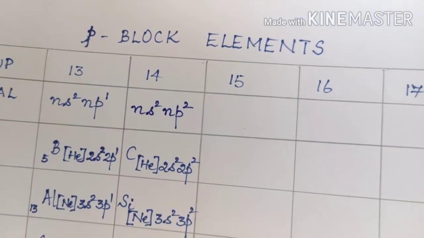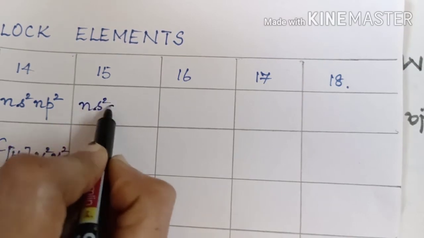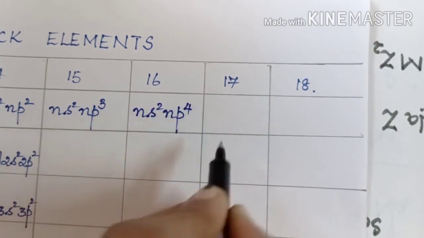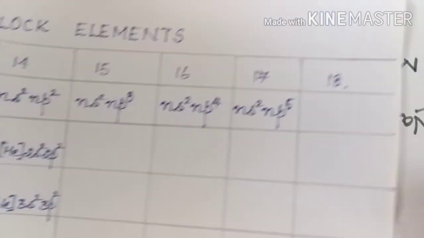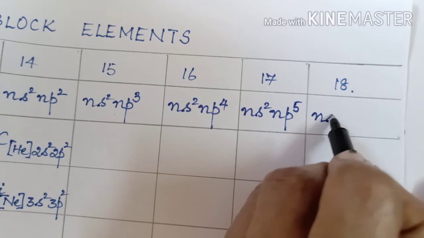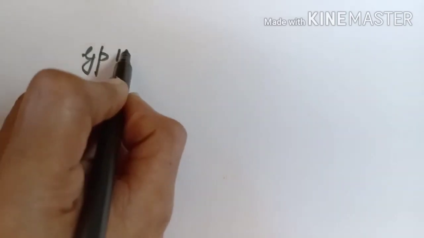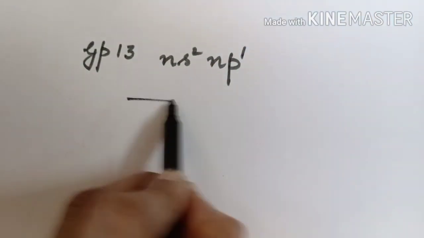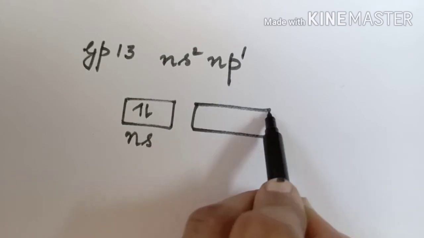Hope it is understood. Now similarly, you find that group 15 will have the configuration ns2 np3, followed by group 16 with the configuration ns2 np4. 17th will have the configuration ns2 np5, and the last one will have the configuration ns2 np6. So group 13 has the configuration ns2 np1.